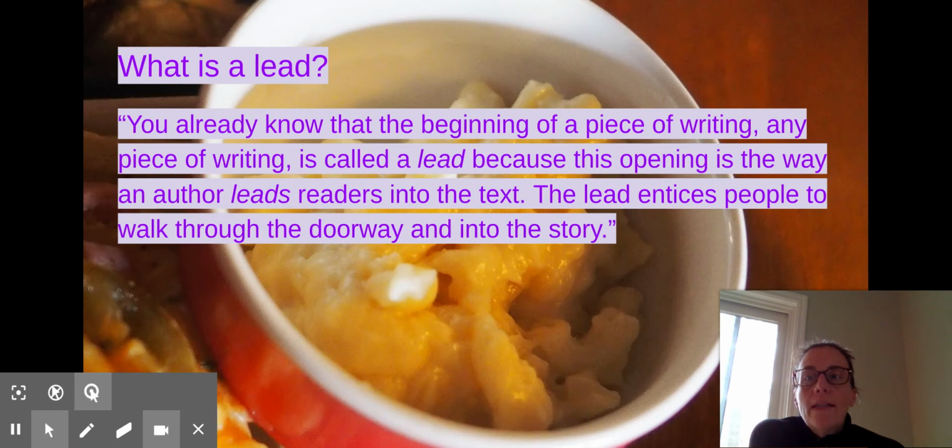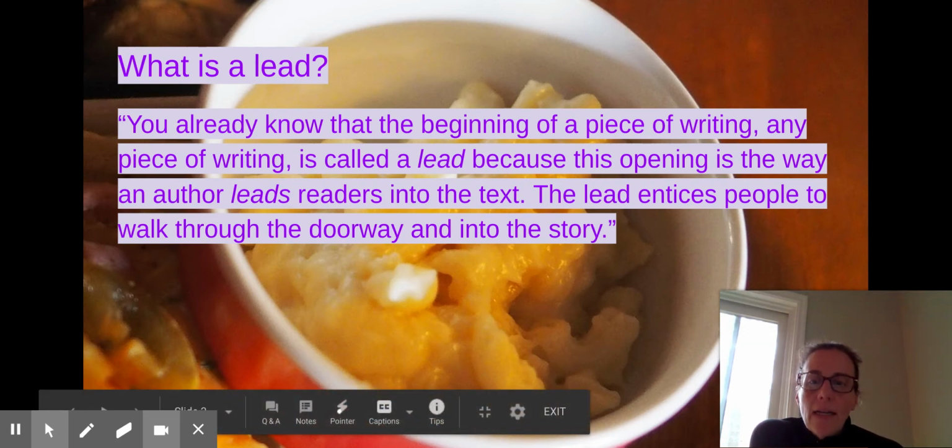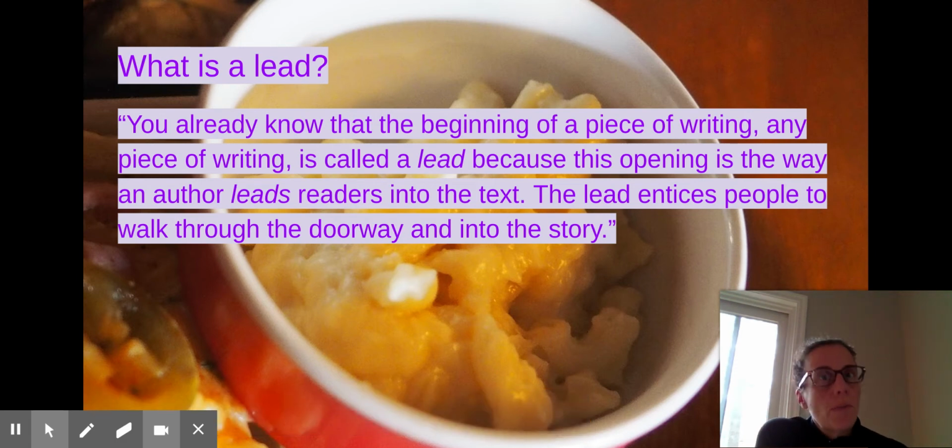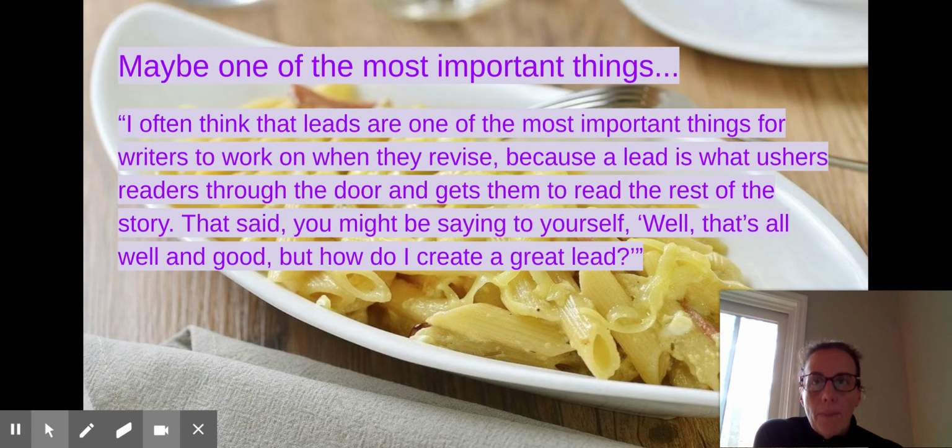So what is a lead? In case you missed it, for whatever reason, I've said it a couple times, so I apologize if I'm repeating myself, but I also think some things are worth repeating. You already know that the beginning of a piece of writing, any piece of writing, is called a lead. Because this opening is the way the author leads the reader into the text, right? The lead entices people to walk through the doorway and into the story. And I think sometimes it can happen within the context of a chapter as well. And I'm actually going to show you a couple of those.